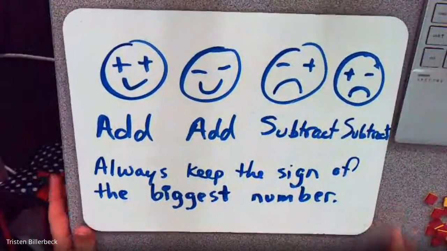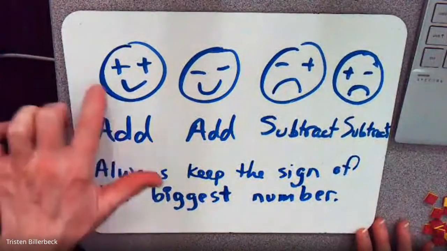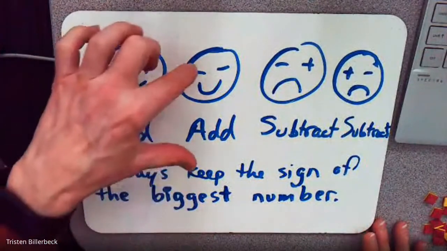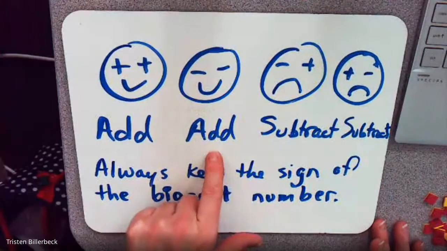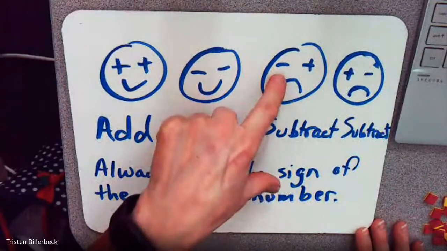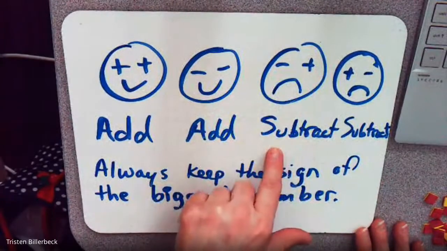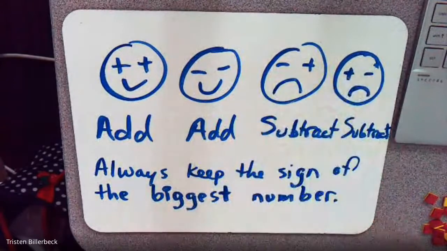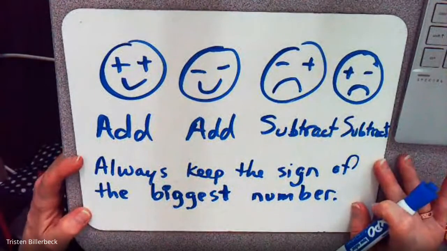Okay, so when we have a positive and positive integer, we add, so we stay positive. When we have a negative and a negative integer, we add as well. When we have a negative and a positive integer, we are very negative, so we subtract. And a positive and a negative integer, we subtract as well. But we always keep the sign of the biggest number.